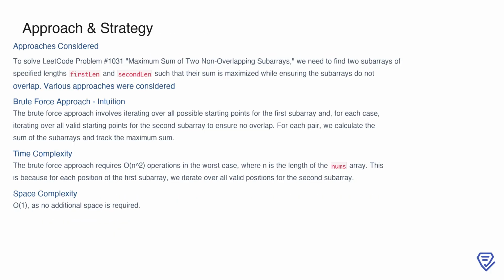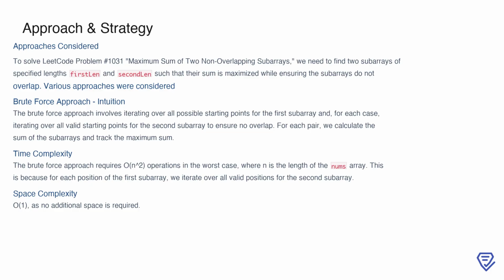To tackle the problem of finding the maximum sum of two non-overlapping subarrays, we first considered a brute force approach. The intuition here is straightforward. For every possible starting position of the first subarray, we calculate its sum and then iterate over all valid starting positions of the second subarray, ensuring that there's no overlap between the two. For each pair of subarrays, we compute their combined sum and track the maximum value. While this method is simple to understand and implement, it has significant drawbacks.